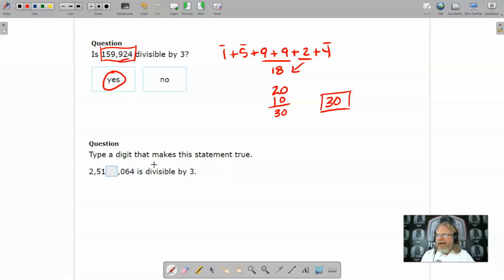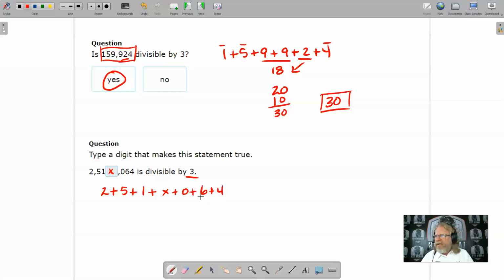On the next one, they want you to type a digit that makes the statement true. They're wanting to know, is it divisible by 3? So we've got to make this value divisible by 3. Well, again, the sum of all those digits has to add up to something that's divisible by 3. So we have one that we don't know. We'll just call that x for now, the unknown number. So we know that we have 2 plus 5 plus 1 plus whatever x is plus 0 plus 6 plus 4 should equal a number that is divisible by 3.